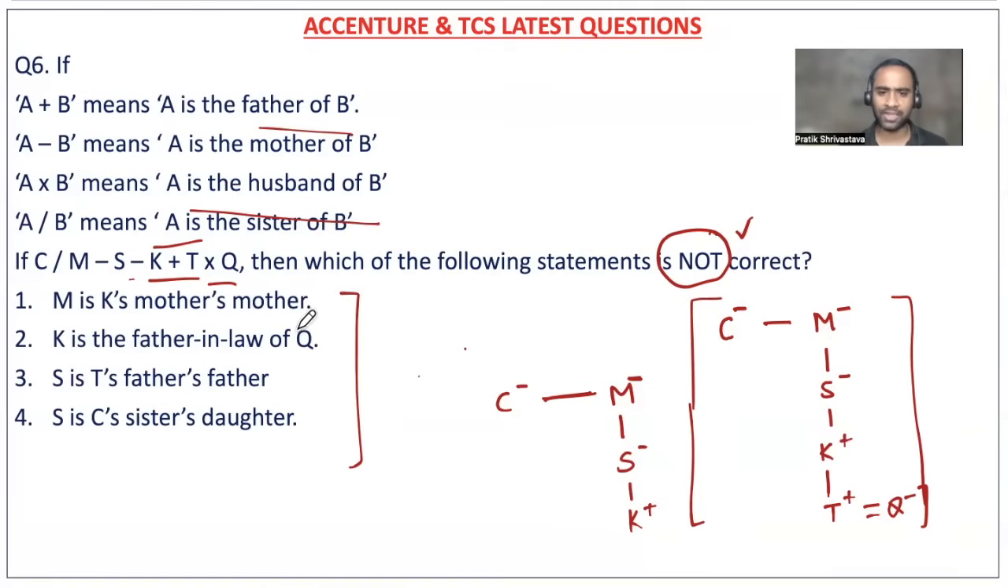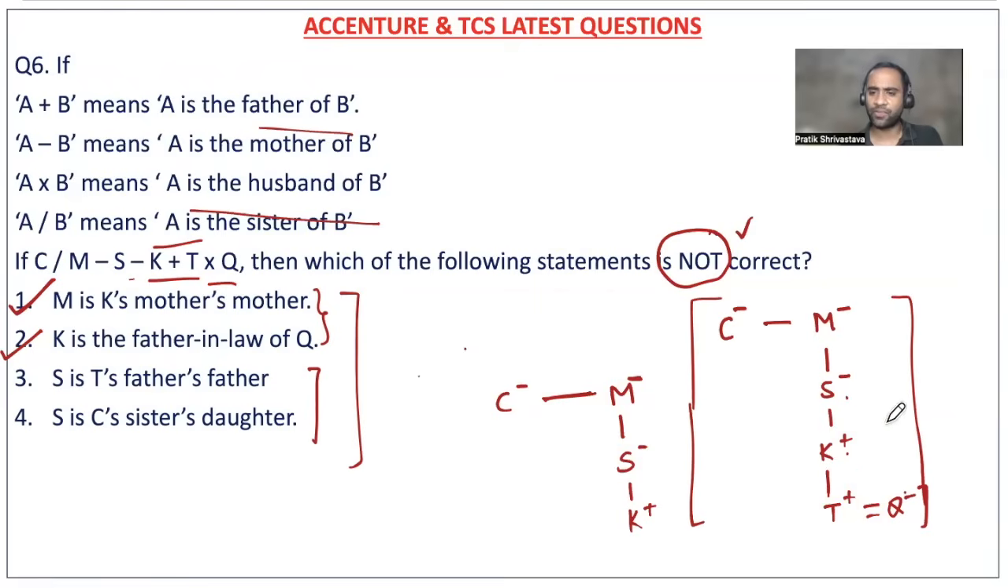M is K's mother. K's mother is S and S's mother is M. Perfectly correct. Then K is the father-in-law of Q. Q is married to T and T's father is K, so definitely K is the father-in-law of Q. Anyway, you should not have checked these two, because there are two options given with S, so definitely one will be false.